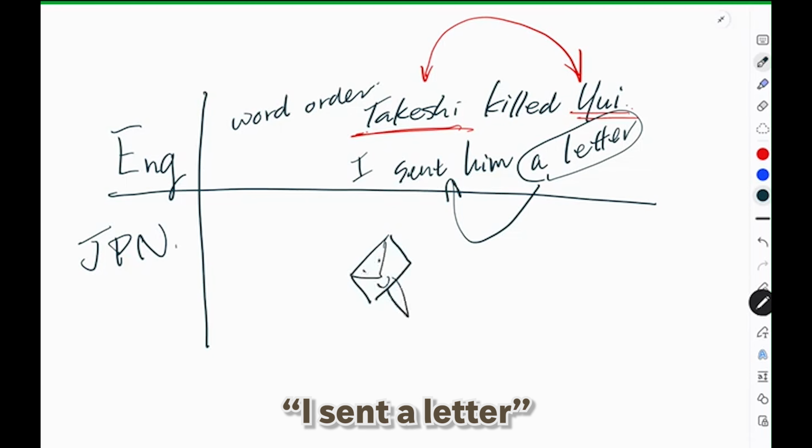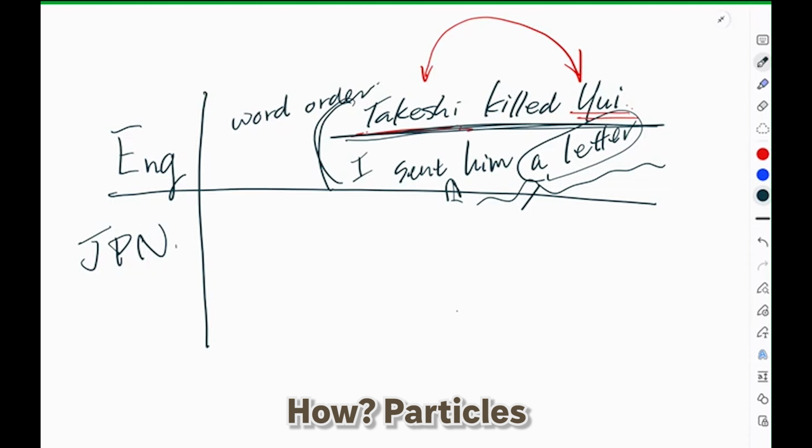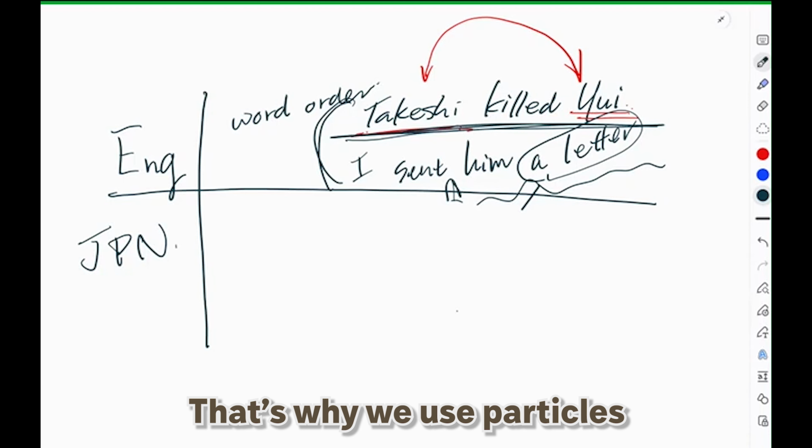English word order does really matter, right? In Japanese, as long as we keep two rules, word order doesn't matter. What I mean is like these two sentences: Takeshi killed Yui. It is okay in Japanese to say Takeshi killed Yui, Yui killed Takeshi, and still mean the same thing. Or I sent him a letter, I sent a letter him, can still mean the same thing. We can shuffle word order and still mean one thing. That's what Japanese is. How? Particles. That's why we use particles.